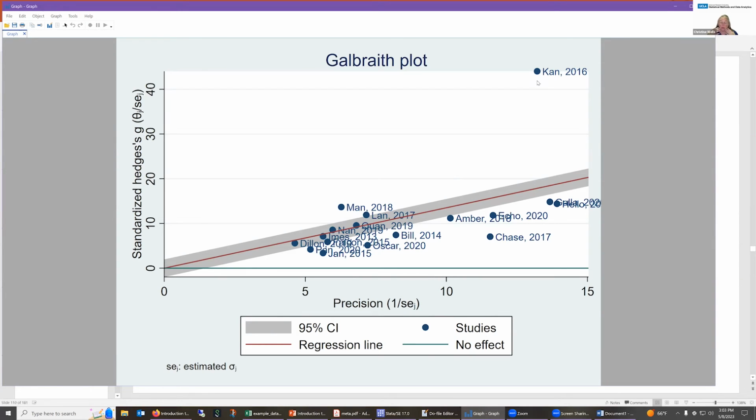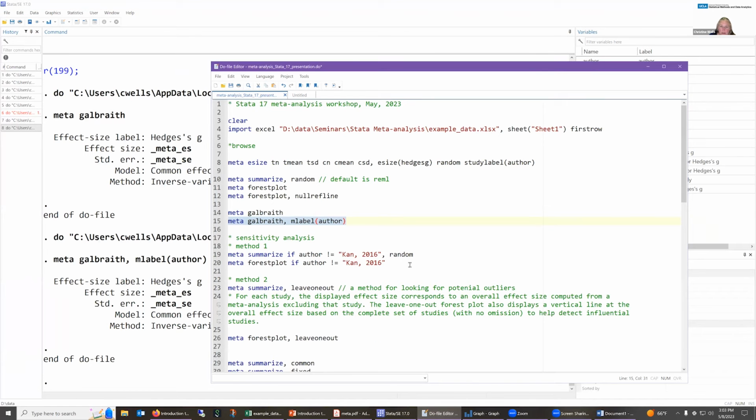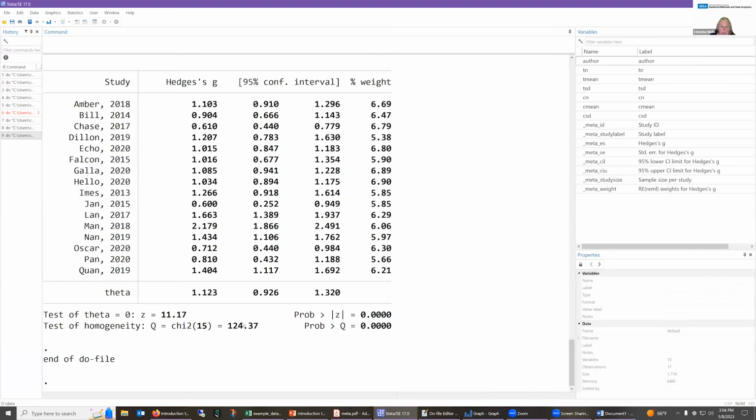So I'm going to think, okay, sensitivity analysis. Stata gives you a couple different ways to do it. I'm going to show you 2 of them. One of them is to do exactly what you would think, and that is just to leave the study out. Okay, and you can do either the summarize or the forest plot, whichever you like.